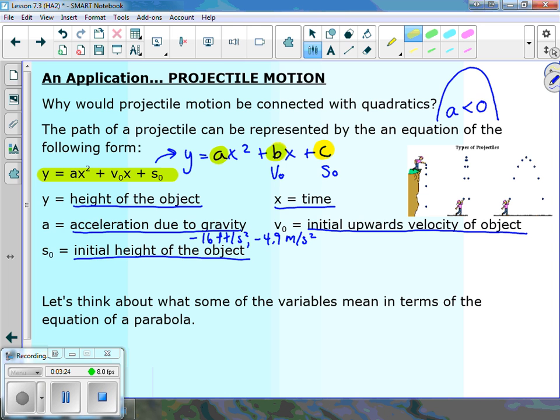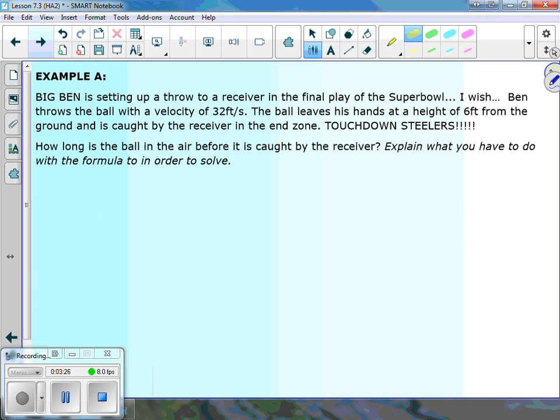Let's take a look at an example now. You'll have to excuse my example here. This is a little outdated. When I made this, the Steelers were in the Super Bowl, and Hines Ward still was a player, and so I know that this is a little outdated since the Steelers aren't in the Super Bowl, but we're going to use it anyway.